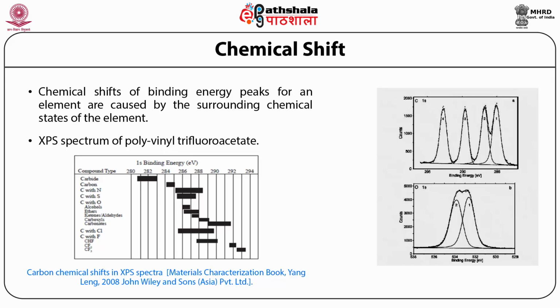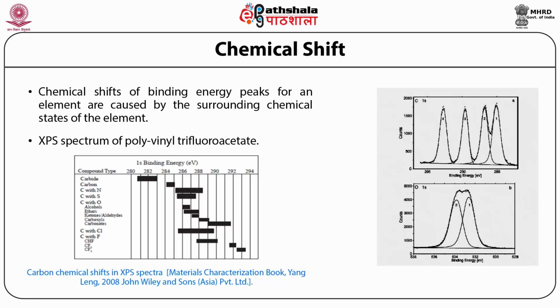Chemical shifts decrease with increasing atomic number and suggest less possibility in metallic and semiconducting elements. For example, the shift range for silicon 2p is less than 6 electron volts.